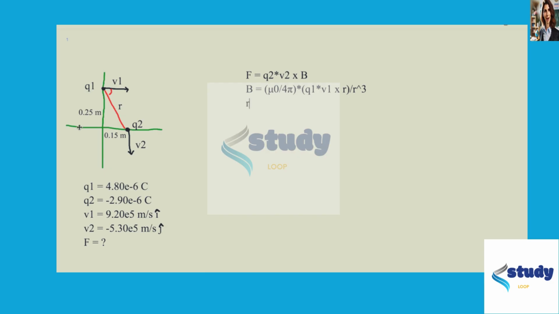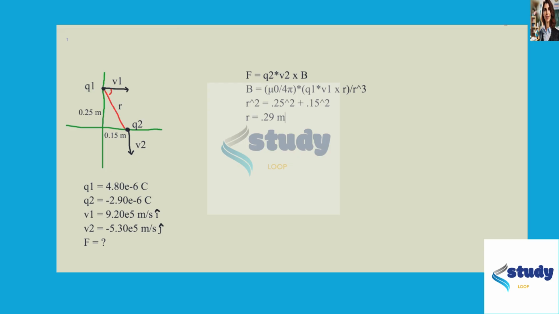So we have a nice little triangle here with the x coordinate 0.15 and the y coordinate 0.25. So we can use the Pythagorean theorem, where r squared is just going to be equal to 0.25 squared plus 0.15 squared. And when we plug that in and solve, we get that r is going to be 0.29 meters. So we have our r now.